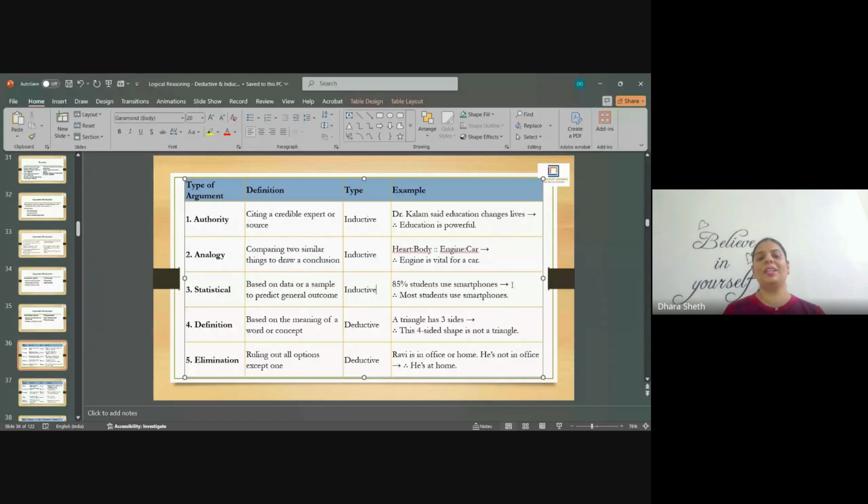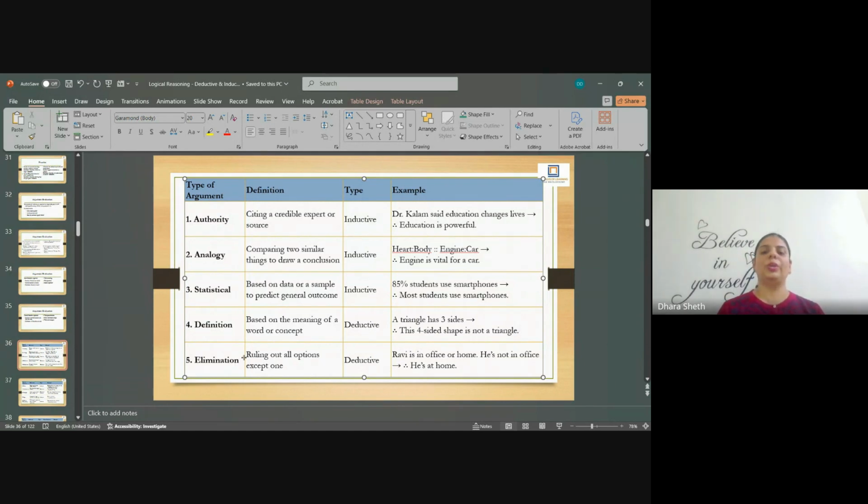Definition: argument based on definition, based on the meaning of a word or a concept. It is usually a deductive argument. A triangle has three sides. Therefore, this four-sided shape is not a triangle. Okay. In any case, if it has four sides, it cannot be a triangle. It's most probably a parallelogram, rhombus, quadrilateral of any kind.